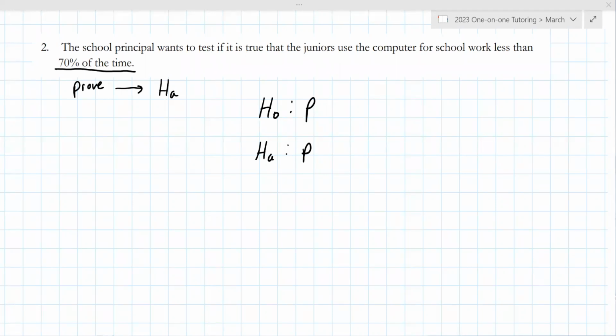The claim is less than 70%. So the way your book is doing it and the way I'm seeing here is that they put the claim and the prove. Maybe that's not the right word. It's more like suspicion, I guess, is maybe a better word, and that's not a great word. Let me give you the answer again. So the suspicion is that it's less than 0.7. So you tend to believe that the claim would be that it actually is greater than or equal to 0.7.